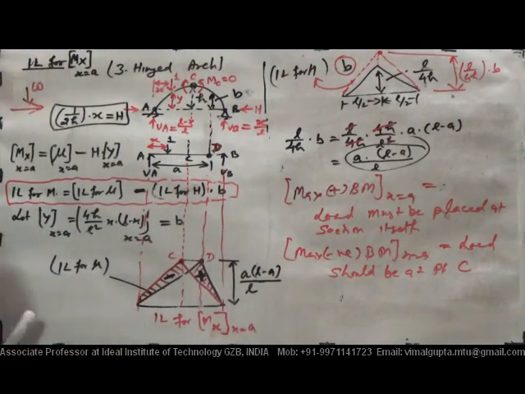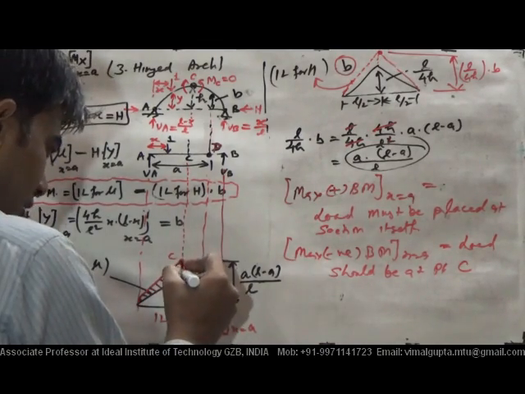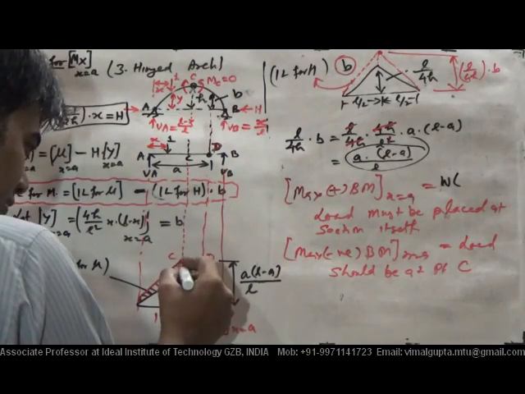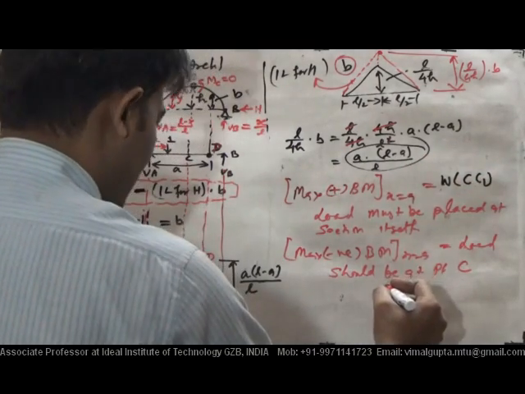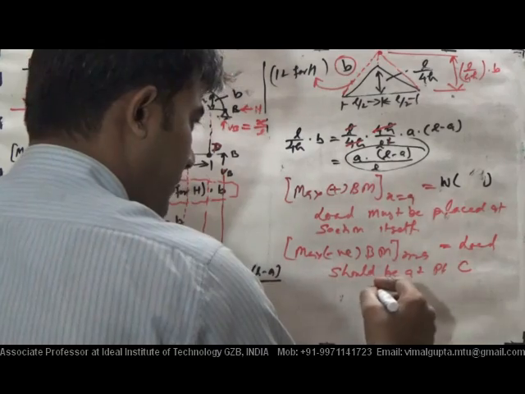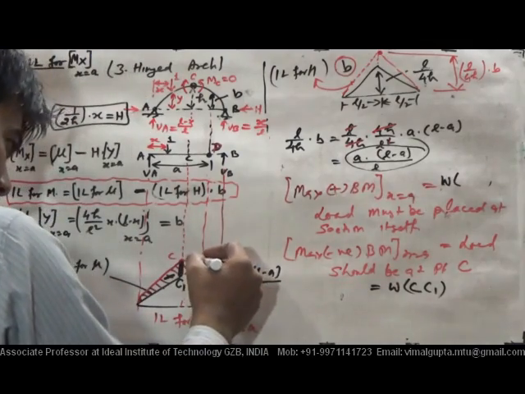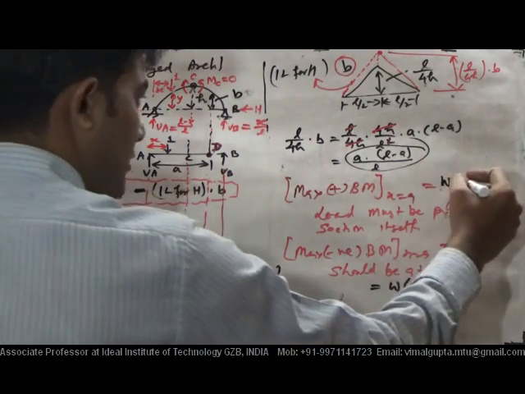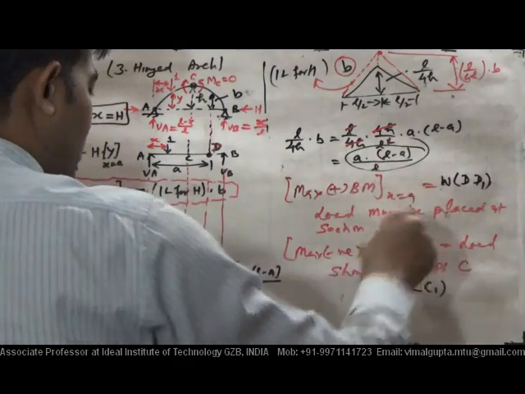It is because the bending moment is the load multiplied by the ordinate. What will that value be? If this value is C1, it is W into C1. And what will be the ordinate? If this is D1, it will be W into D1. Okay, so this is the maximum value of this.